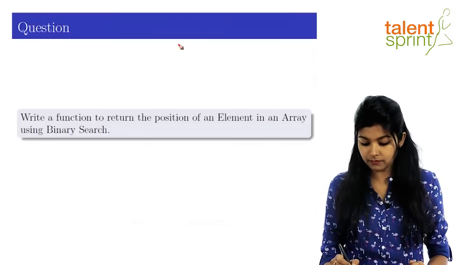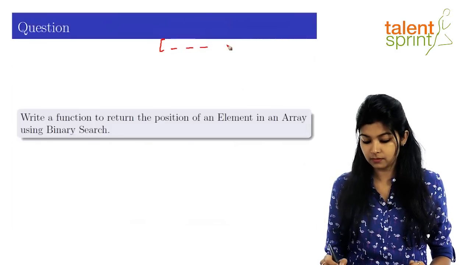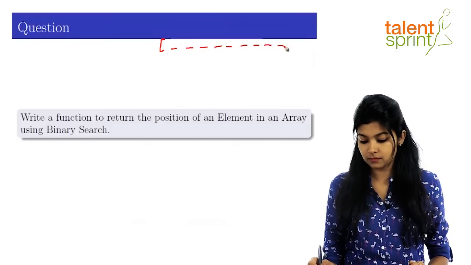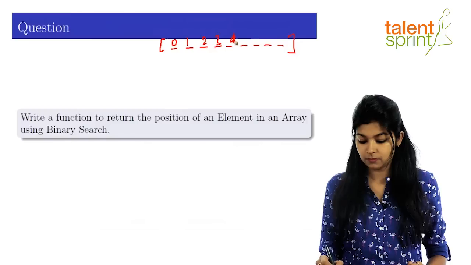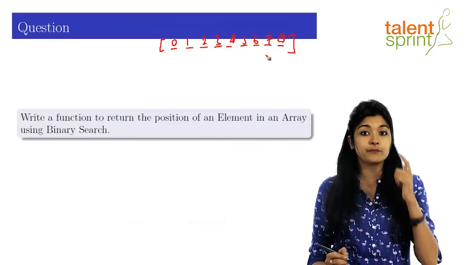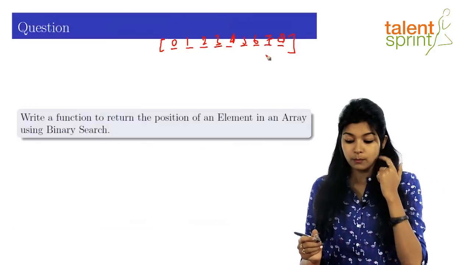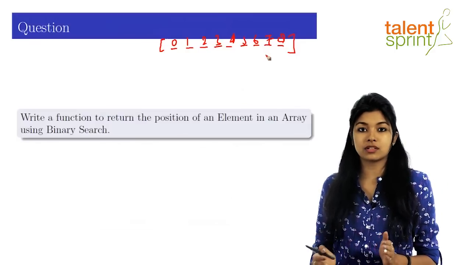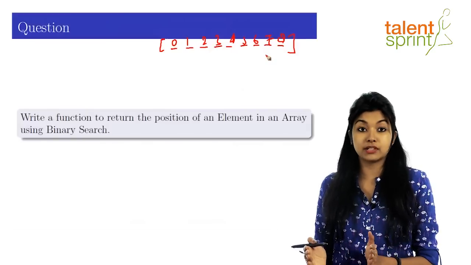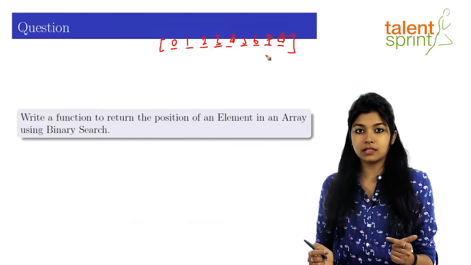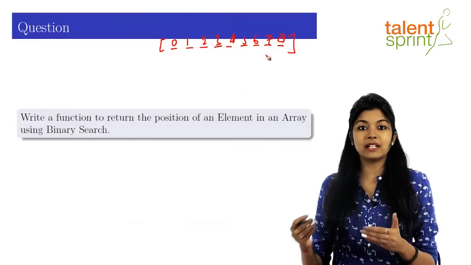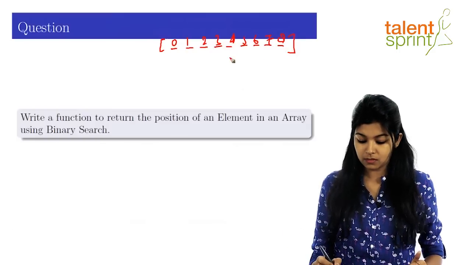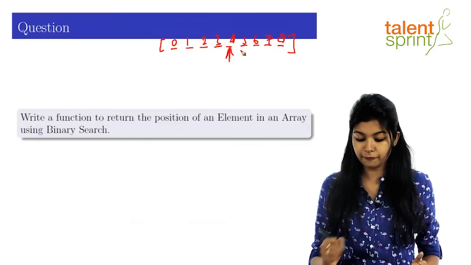So let's say we have this array of 9 elements, 4, 5, 6, 7, 8. Now when we have to search for an element, or search the position of an element in this particular array, we first find out the middle element. How do we do that? We divide the length by 2 and go to the middle element. So in this case, our middle element would be 4.